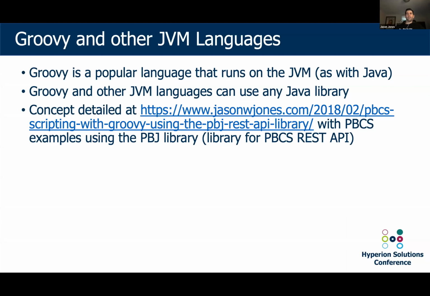One thing to note about Groovy, it runs in the JVM. So Java code runs on something called the Java virtual machine. And there's actually a handful of languages that run on the JVM. And what that means is that if you have a Java library, in this case, the Essbase REST API Java library, you can use that with any language that runs on the JVM, right?